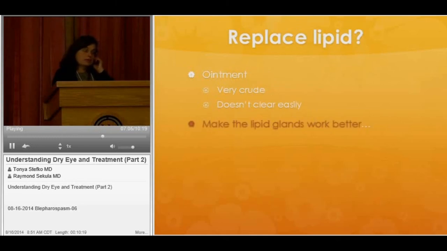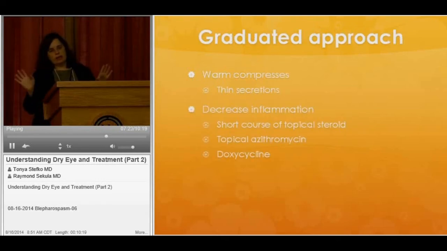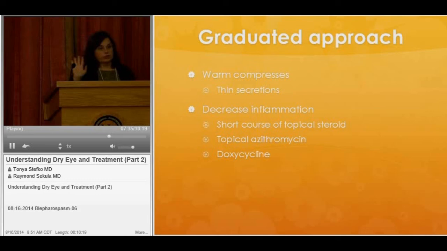You can replace the lipid. You could put in ointment, which is very, very crude, and it doesn't clear easily, but it does work for overnight. So if you're not really expecting to see much, that's okay. Or you could try to make the lipid glands work better. And these are all of the things that your ophthalmologist tells you. One of the keys is warm compresses, twice a day. They thin the secretions. They get all of the little plugs of stuff that looks like toothpaste under the microscope out of the oil glands.